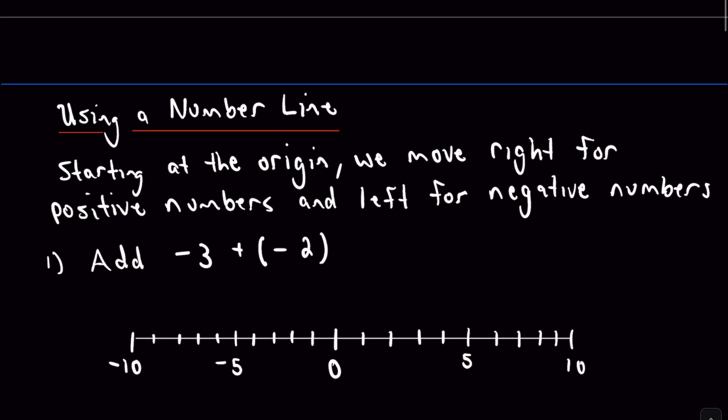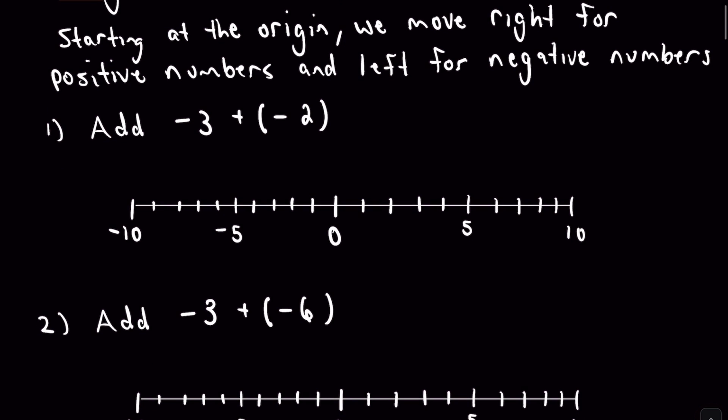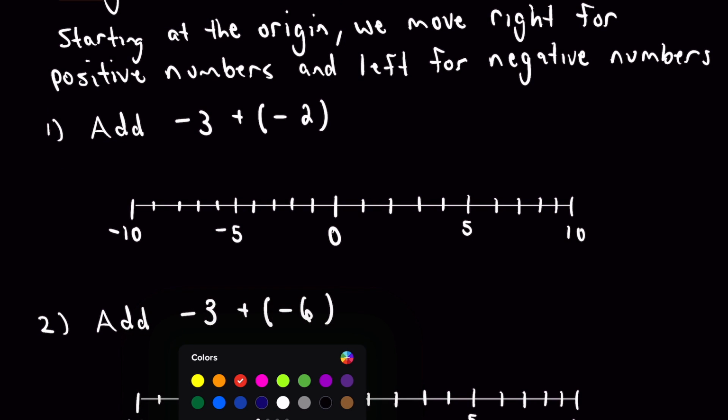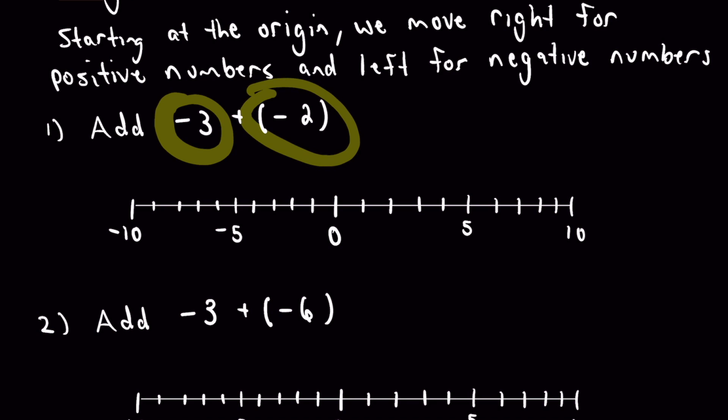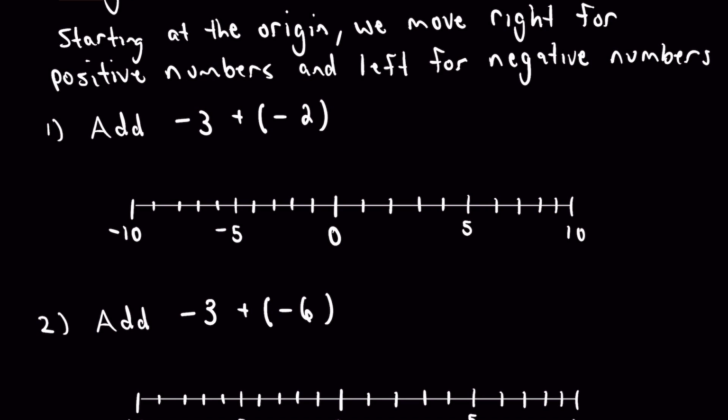So one way to visualize these, a very common technique to think about these, is to use a number line. So that's what I'm going to do in this case. Suppose I want to add negative 3 and negative 2. So negative 3 plus negative 2. What would I do? Well, you can think about a negative number as meaning go left on the number line, and you can think about a positive number meaning go right on the number line.